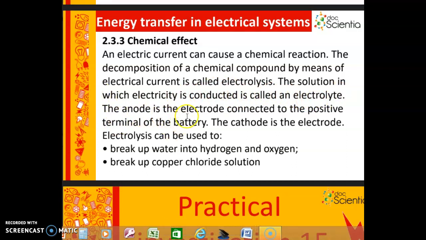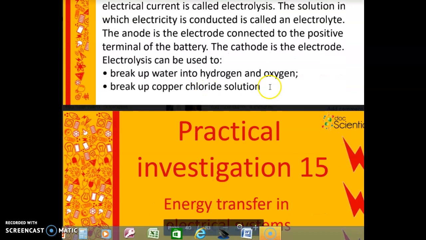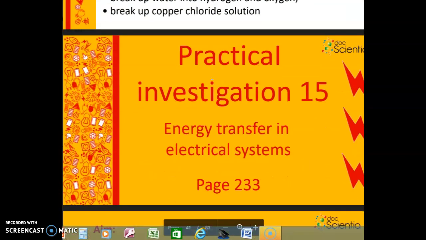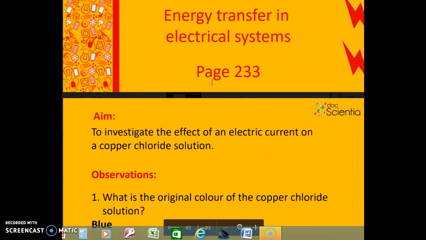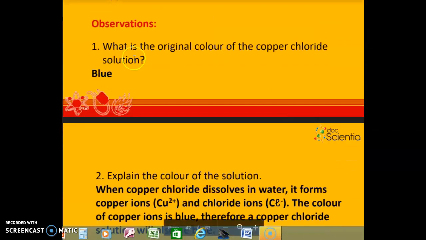An anode is an electrode connected to the positive terminal of the battery, and the cathode is the electrode connected to the negative terminal. Electrolysis can be used to break up water into hydrogen and oxygen, or break up copper chloride solutions. So here's a practical investigation. The aim is to investigate the effect of an electric current on the copper chloride solution. So number 1, what is the original color of the copper chloride solution?